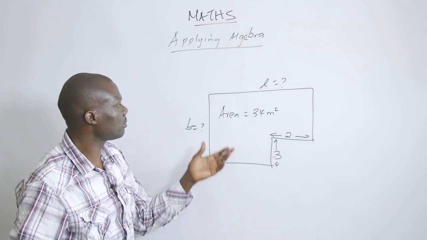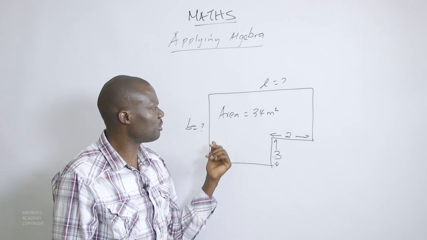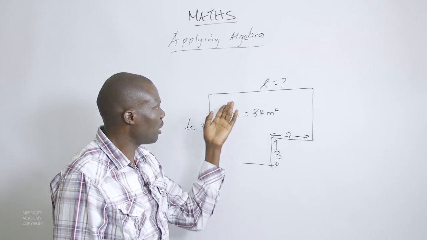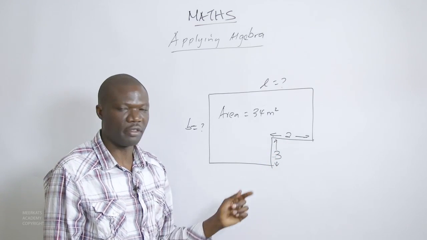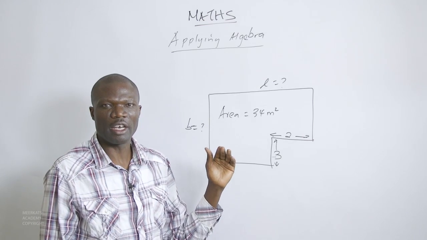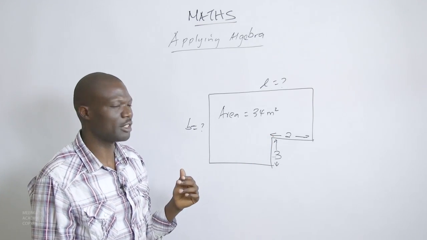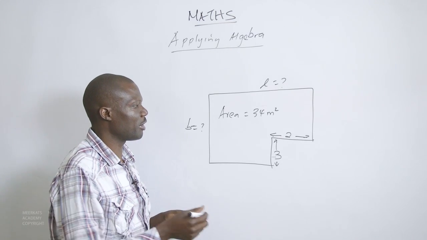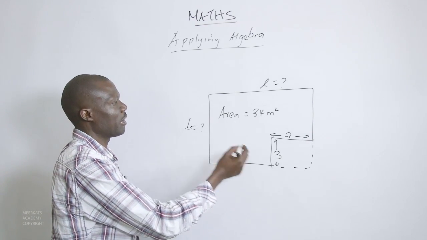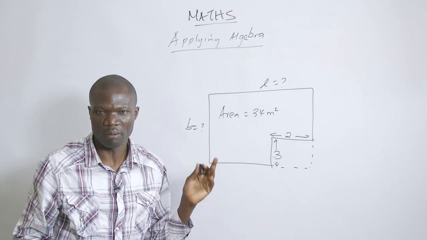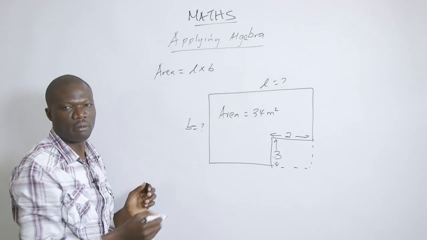So what we have here, this figure, is simply a garden, and this garden is 34 square meters. We have a complete rectangle, but with a small portion cut out measuring 2 by 3. Now, what expression can we use to form the area of this field? The area of a rectangle, remember, if it was complete, would be simple. We would say the area is simply length times breadth.